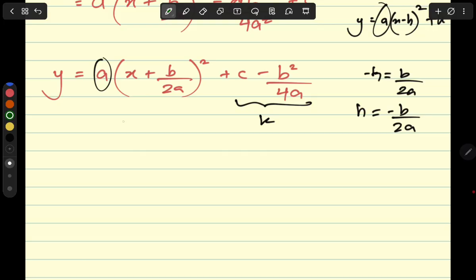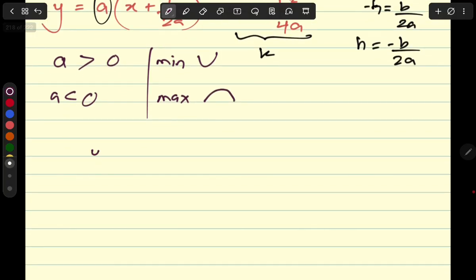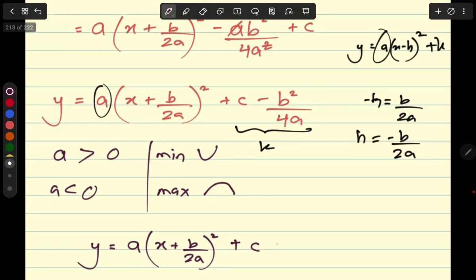Now, as you can see, we started this derivation from one single fact that we have to prove: that whenever this a value is greater than 0, the graph is going to be a minimum type, which means that it opens upwards, and whenever a is less than 0, the graph is going to be a maximum type, which means that it opens downwards, right? Now the function has attained this form, y equals a times x plus b upon 2a whole square plus c minus b squared upon 4a.